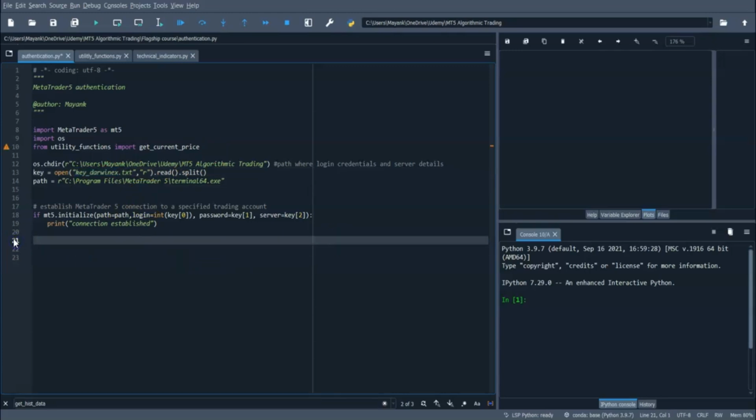Now let us start implementing our backtesting. First of all, let me pause for a few seconds after initializing the connection because sometimes there may be a lag.